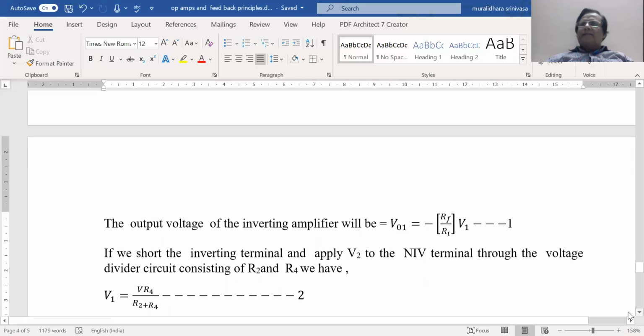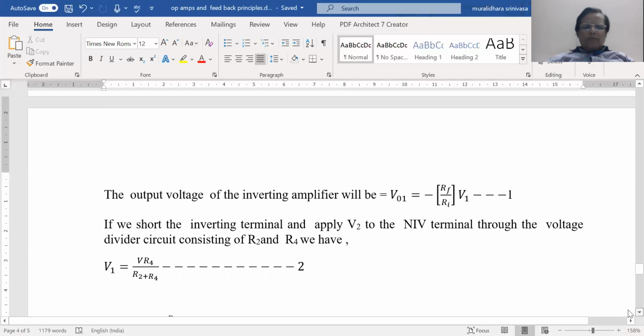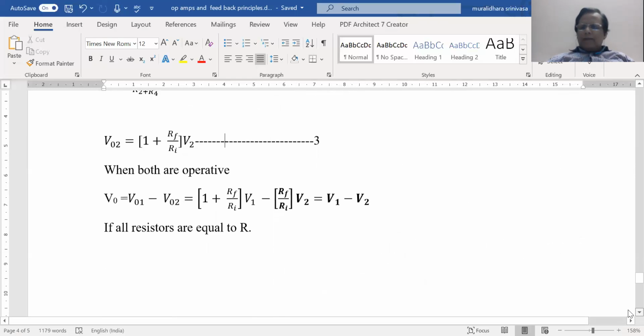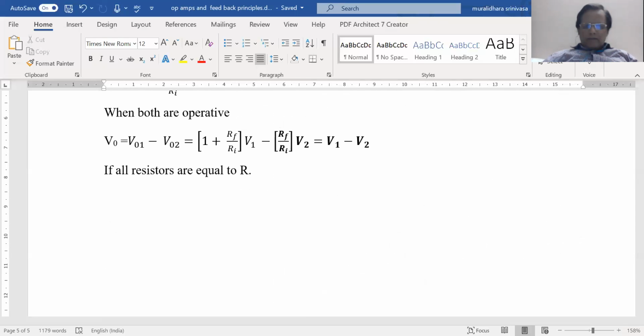The voltage series feedback we looked at in a bit of detail. We found that in such a case, gain decreases, output impedance decreases, input impedance increases, and we have also looked at the difference amplifier. We will stop for now. We continue in the next session with positive feedback and amplifiers. Thank you.